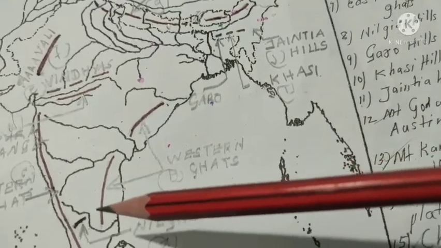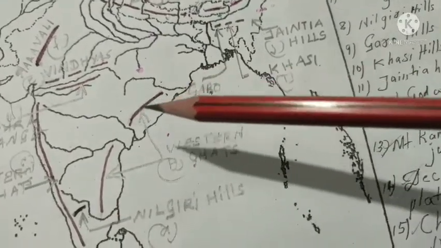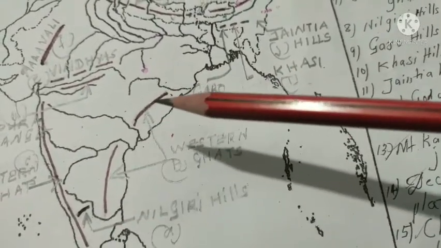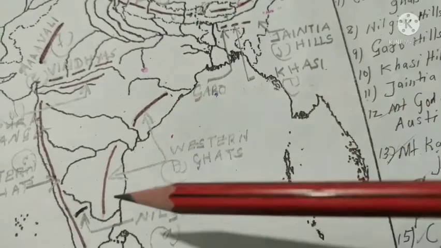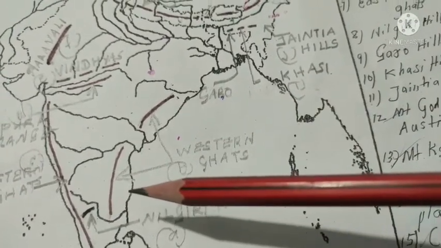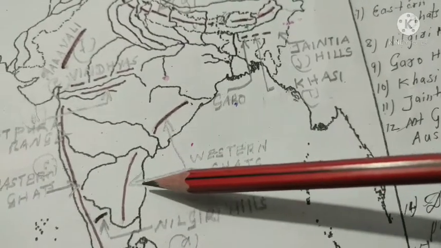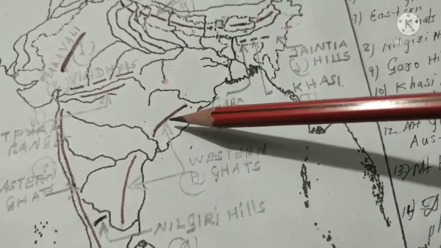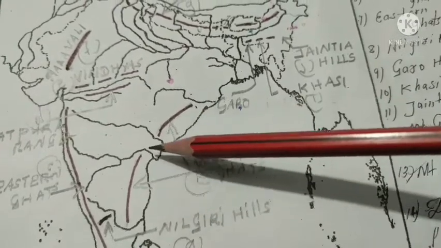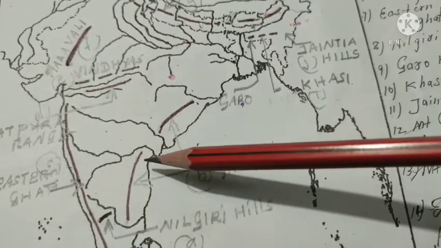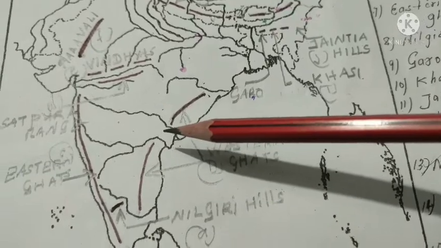And next is the Eastern Ghats. So this is the Eastern Ghats. This is not a continuous range. This is a broken range, and you can take half a centimeter from this border, half a centimeter from here to inside. And this also should not touch the rivers. If it touches the river, you will miss the mark.